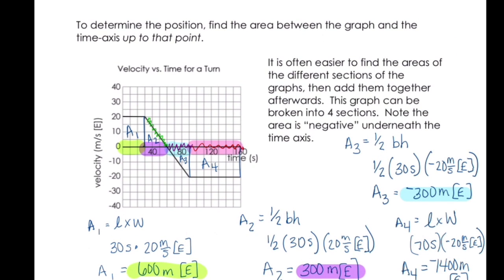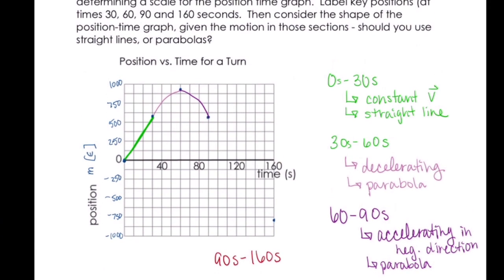Okay, and then from 90 seconds on, so from 90 seconds to 160 seconds, if we look back, we have at this portion right here constant velocity at 20 meters per second, so it's going to be a straight line. So we have constant velocity, so it's going to be a straight line. Like I said, I'm color coding mine because it's pretty hard for me to make a straight line on my iPad.